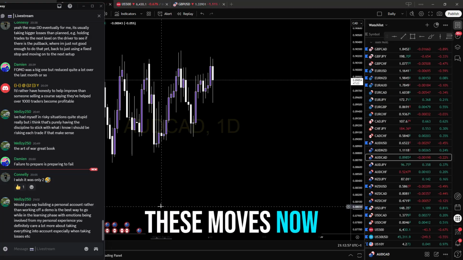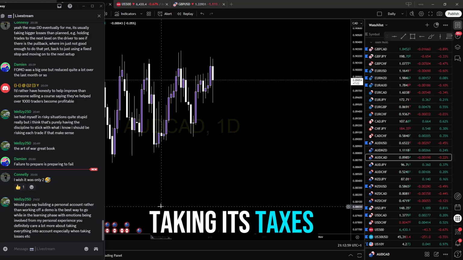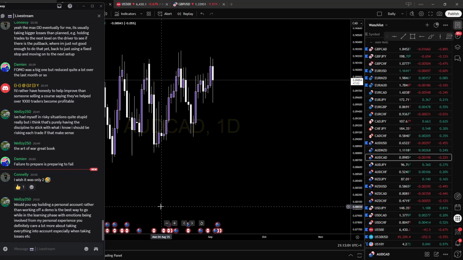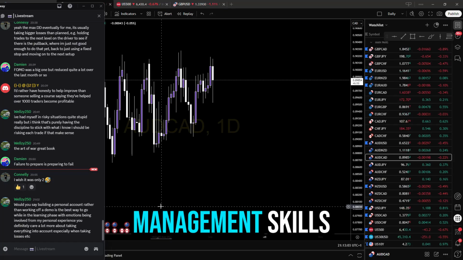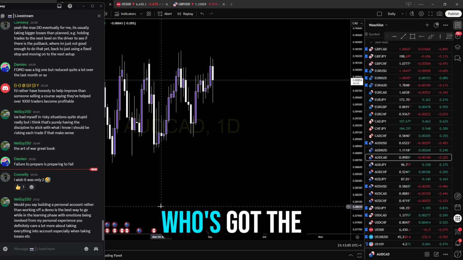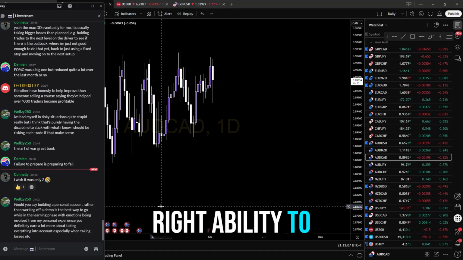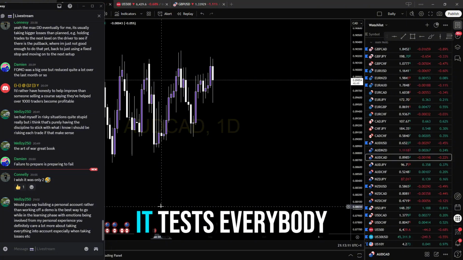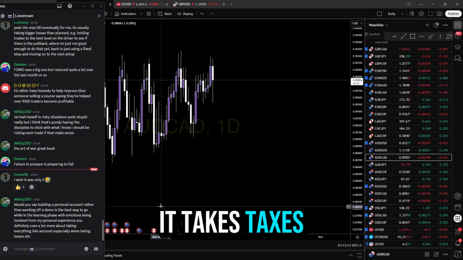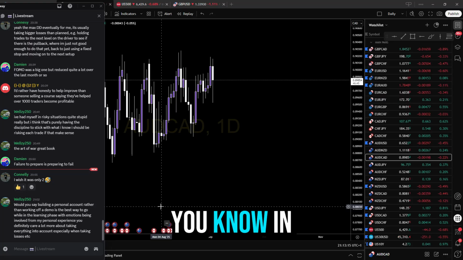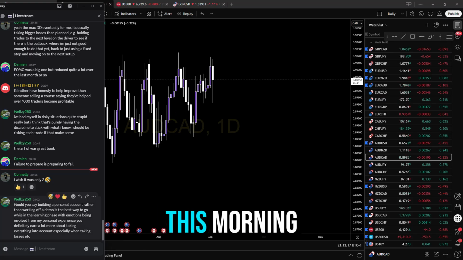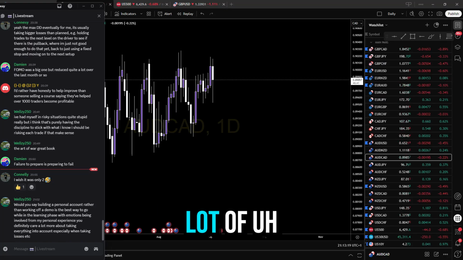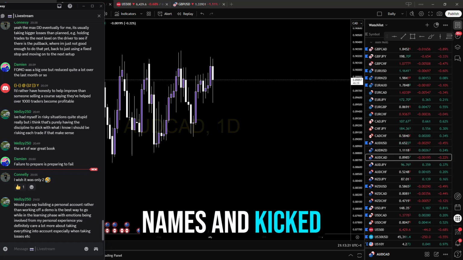And we have these moves now and again, and I call them the market taking its taxes. It's testing everybody. Testing who's got the right risk management skills, who's got the right ability to stay out of a move until flows come to an end. It tests everybody. It takes taxes. You know, in a way that could have been the move this morning. That's probably taken a lot of names and kicked a lot of asses.